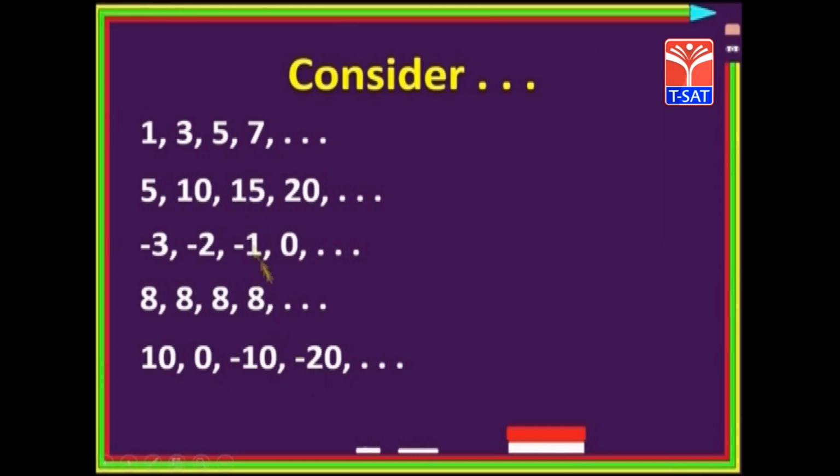So, these are the sequences which follow a particular rule, that is, we get each term by adding a fixed number to the preceding term except the first term. These types of progressions are called arithmetic progressions.